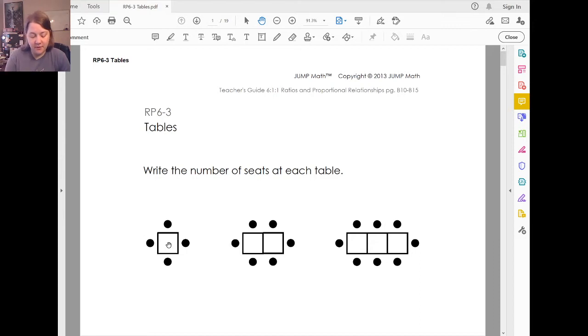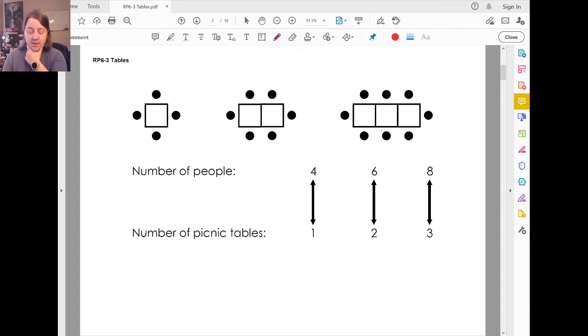First of all, we have 3 sets of tables in front of us. The first table has 4 people at the table. The second table has 6 people seated at the table. And the third table has 8 people seated at the table. So you can see that picnic table 1 has 4 people, table 2 has 6 people, and table 3 has 8 people, just like we just figured out.